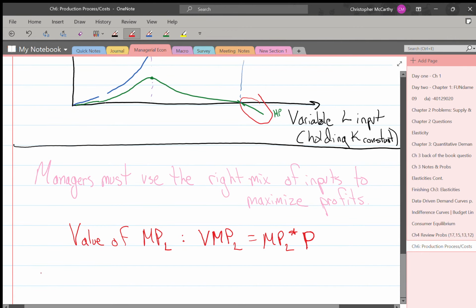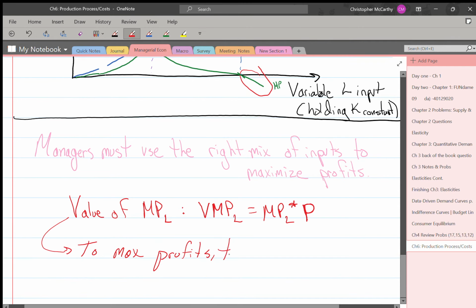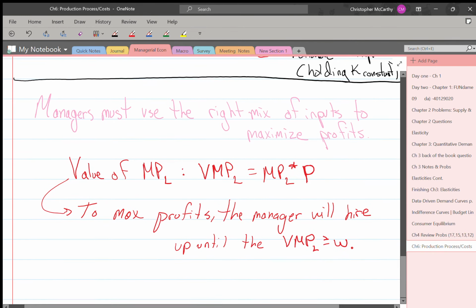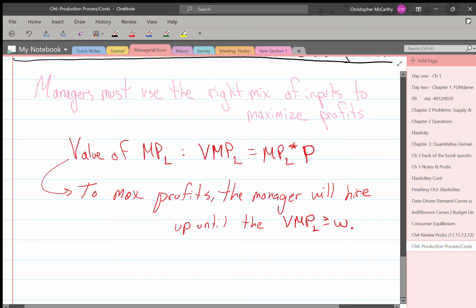And so to maximize profits, the manager will hire labor up until the value of the marginal product of labor is greater than or equal to the wage. We're going to go over an example of this in a second. We'll go back to our Excel example.